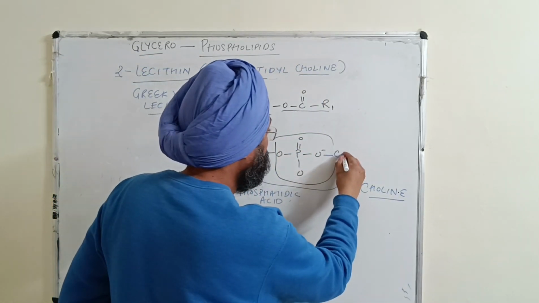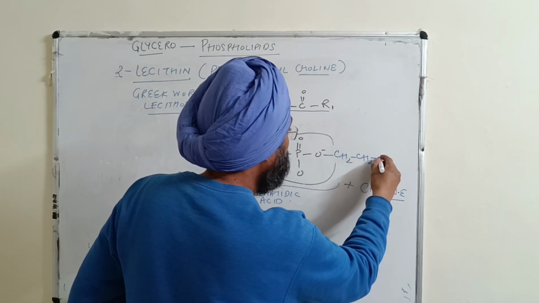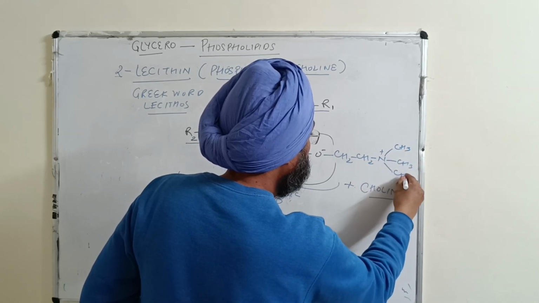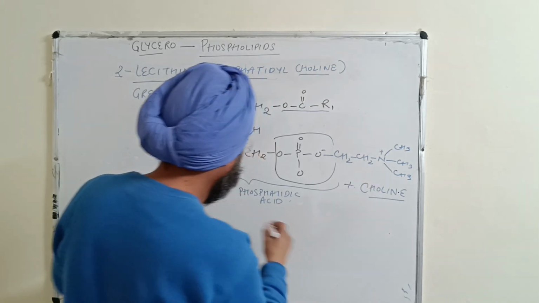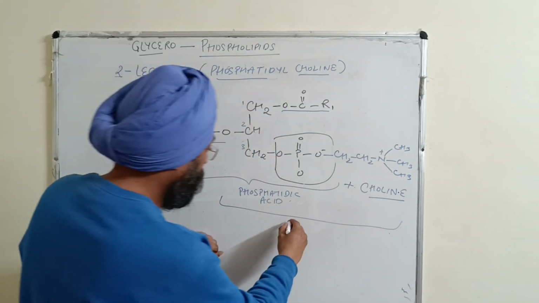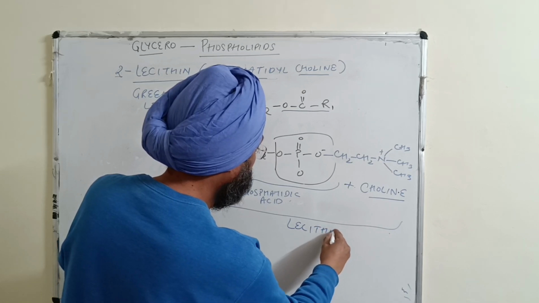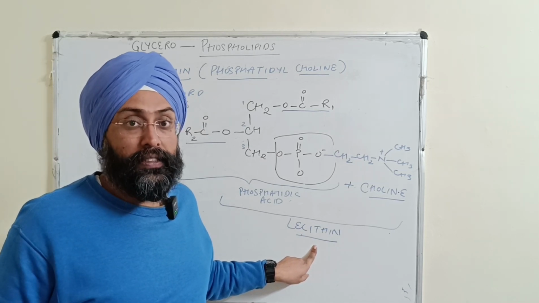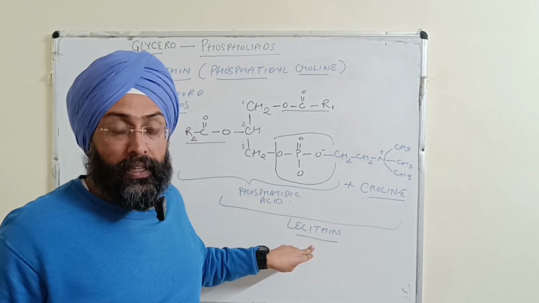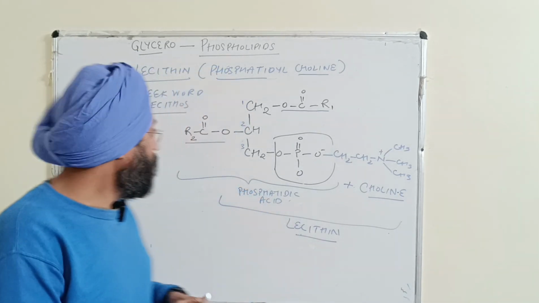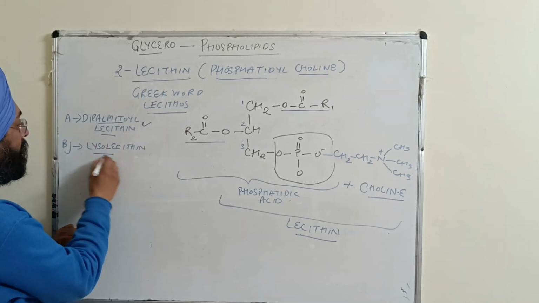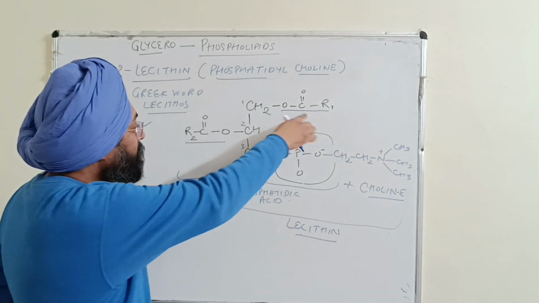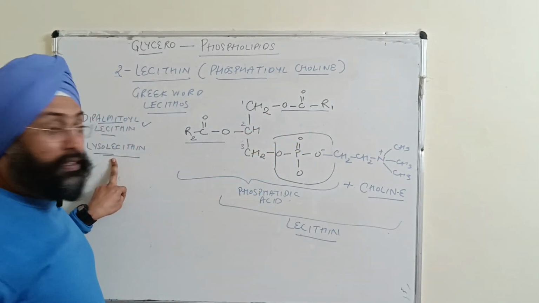So here I am attaching this additional group, choline. Phosphatidic acid plus choline will give the compound lecithin, which in Greek means lekithos, the yellow part of the egg, that is egg yolk. Now I will discuss it in detail. Lecithin consists of two further categories: dipalmitoyl lecithin and lysolecithin. Lysolecithin is formed from lecithin by removal of a fatty acid at carbon 1 or 2.